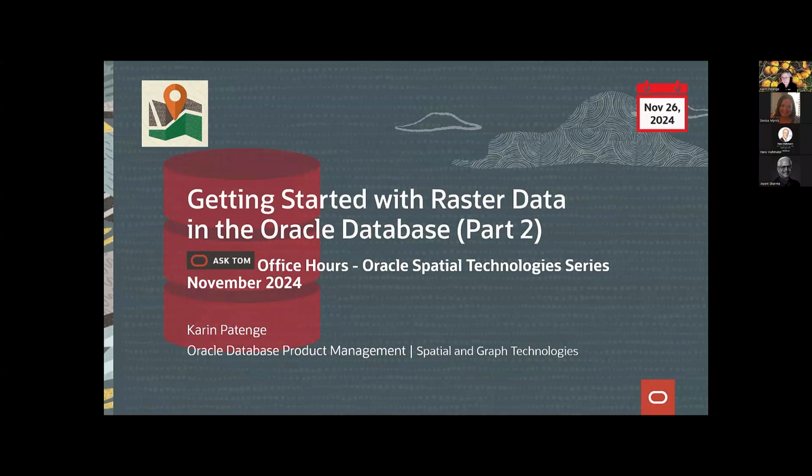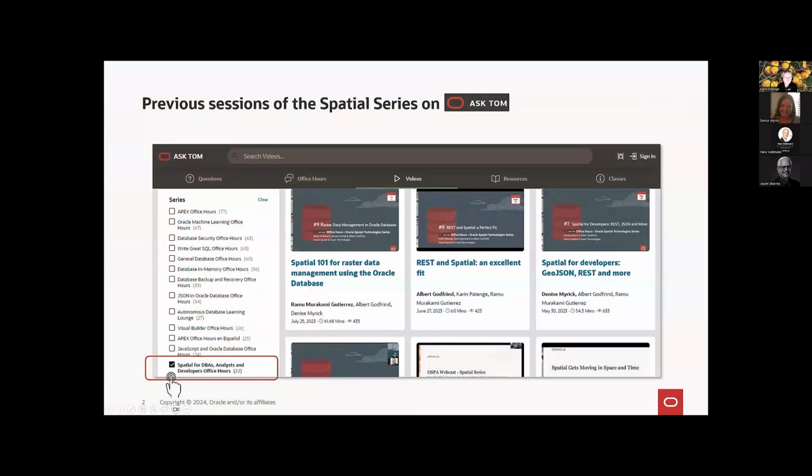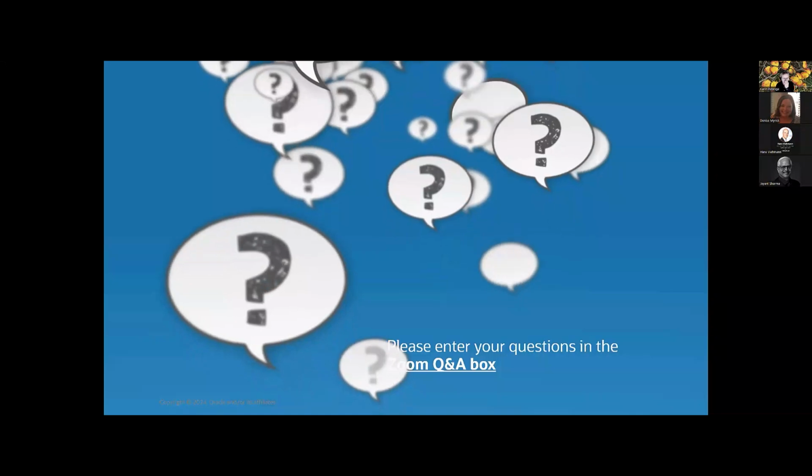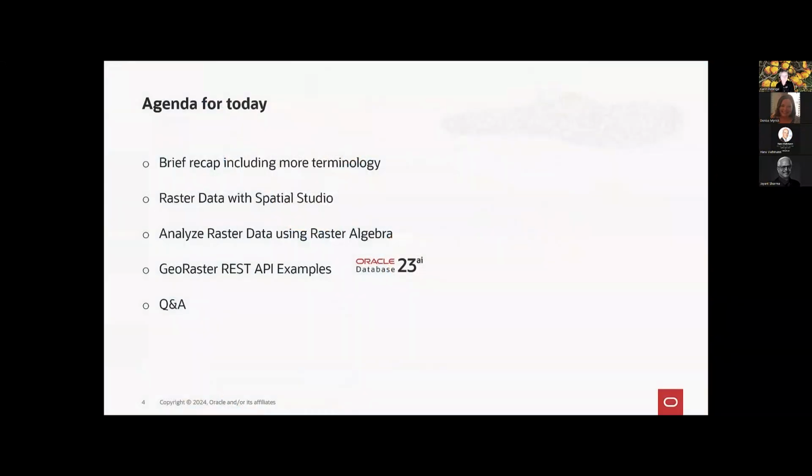This is the second part of the raster data, spatial data management sessions. It's the follow-up to the first part, which Karin presented in August. Today she'll go into a little more detail. She'll particularly focus on how to include spatial data or raster imagery in spatial data workflows using REST. That's going to be the main aspect of today's session. She'll also show you how Spatial Studio fits in with raster data, how we can do a little bit of raster algebra. So that's the plan for today.